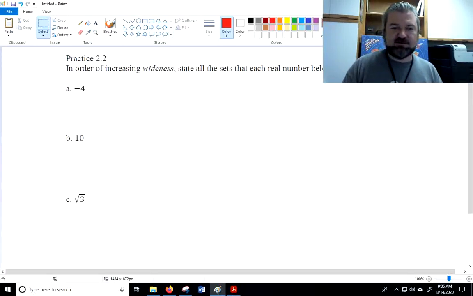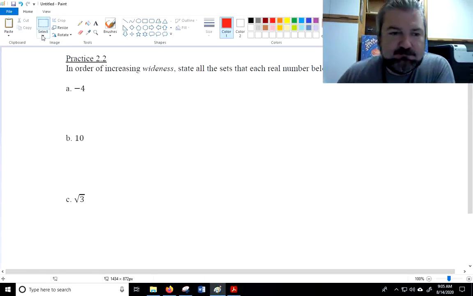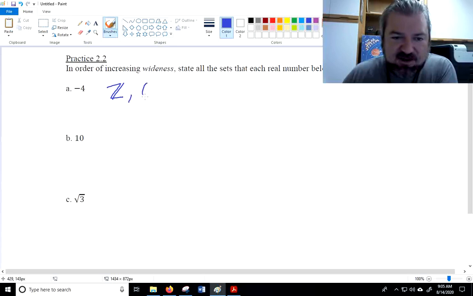All right, let's see how you did. -4 is an integer. Oh, gotta go to brush mode here. So I'll use the double strike Z. It's also a rational number, so I'll use the double strike Q. It's also a real number, I'll use the double strike R. Integer, rational, real. Okay, this is a natural number.